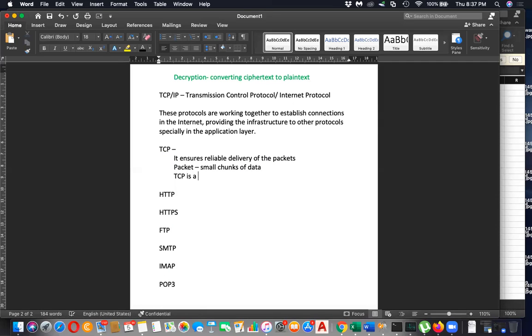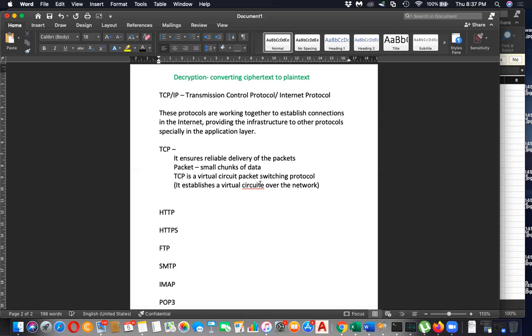Actually, we call TCP a virtual circuit packet switching protocol. Virtual circuit packet switching means that it actually establishes a virtual circuit over the network.